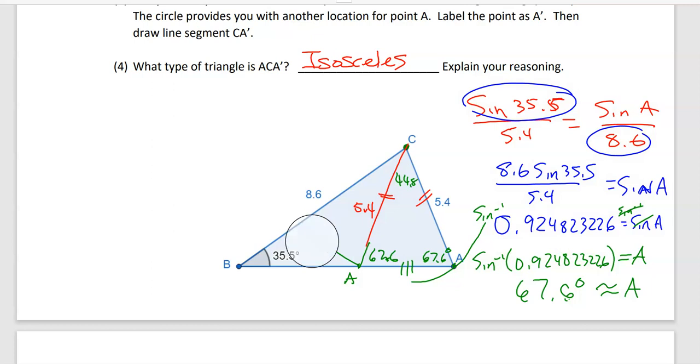Now, on the other side of angle A, these 2 angles here actually make a straight line, so they're a straight angle. So 180 degrees take away the 67.6 degrees leaves you with 112.4 degrees. And then 180 degrees, take away the 35.5 and the 112.4, makes the angle up here 32.1 degrees.